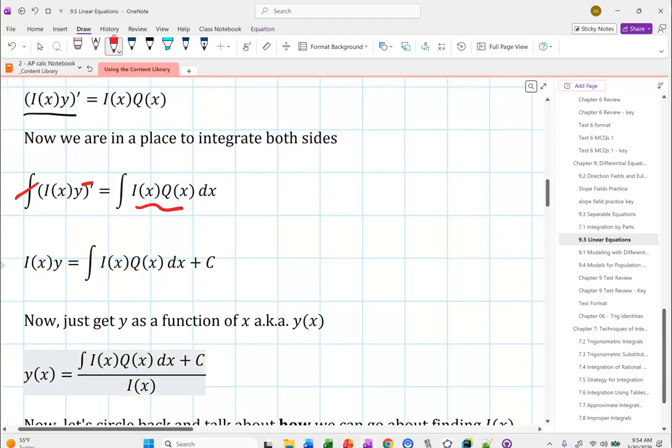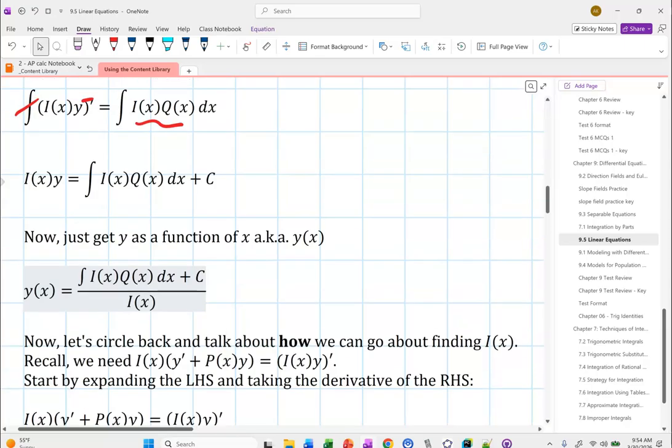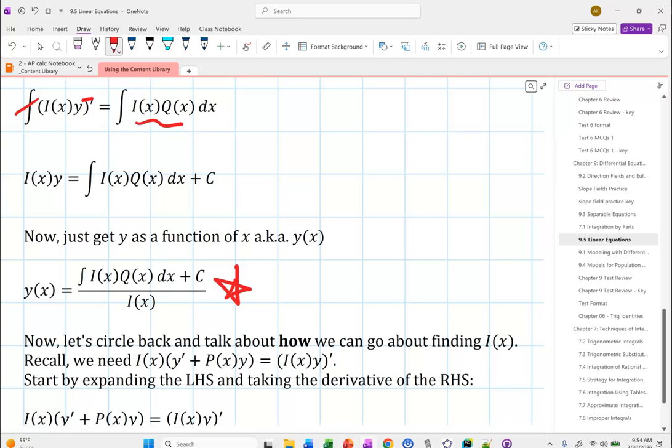So then I can just divide both sides by I of x, and this will be the form of my final answer. So here's the hard part. How do I find this I of x, right? Up to this point, we just assumed we could find it. Here we need to talk about how we get it. Everybody ready? Do you want to just see the answer of how to choose it, or do you want to see where the answer comes from?